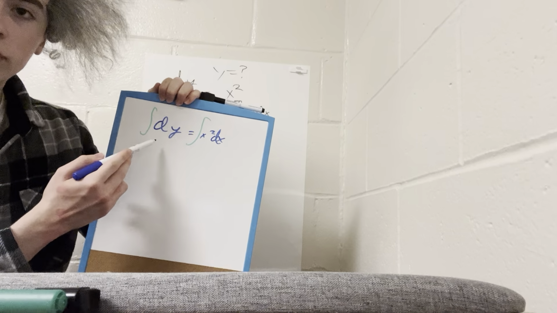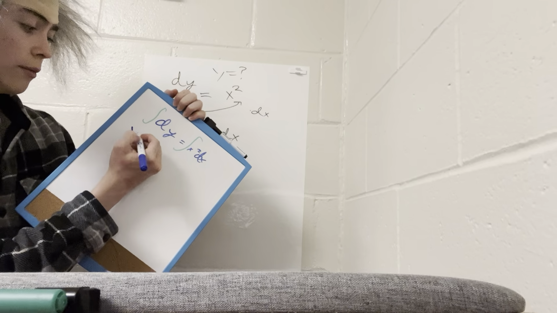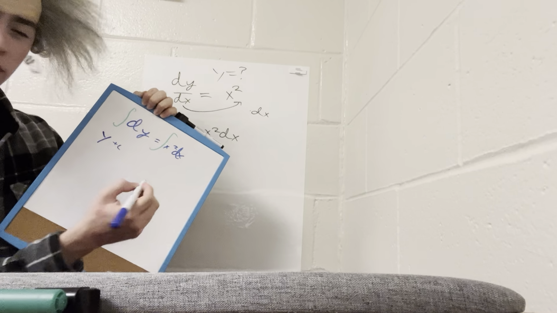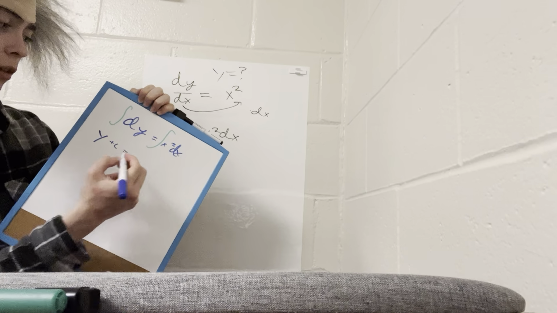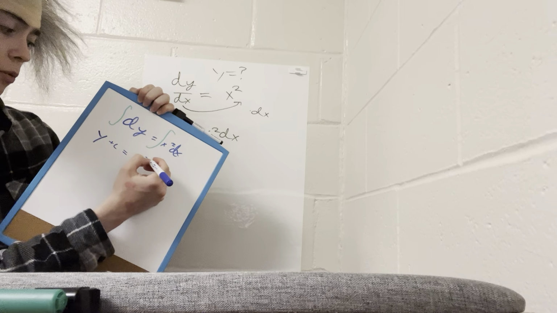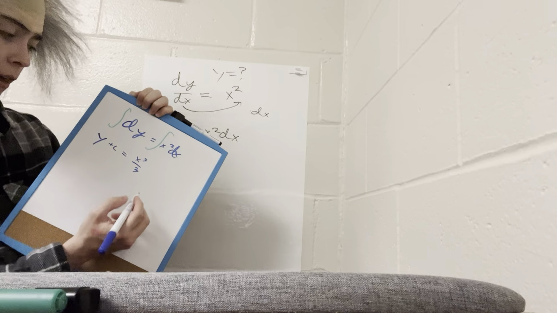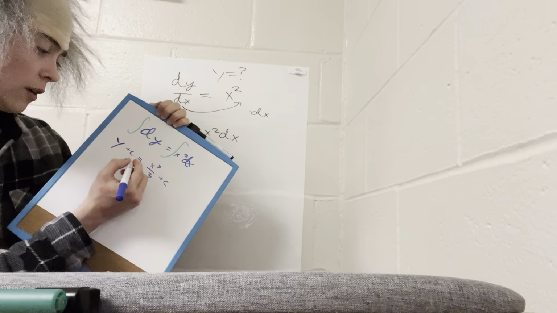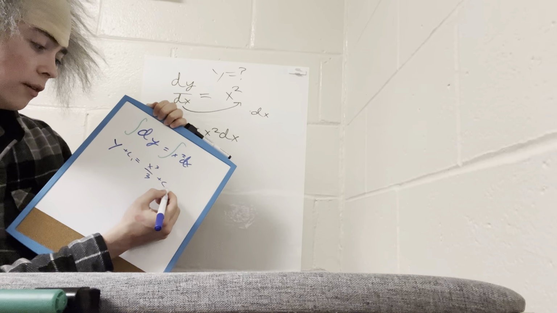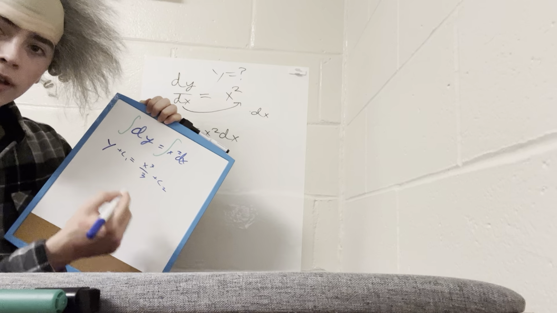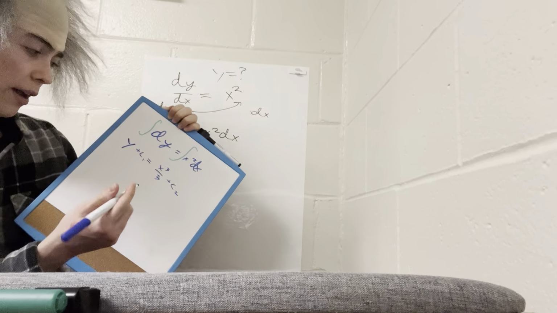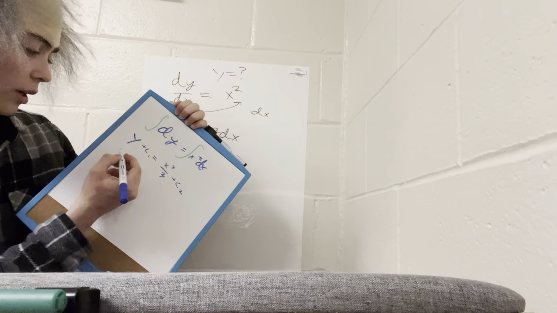The integral of dy is y. I guess technically plus c, we'll get more into that later. And then the integral of x squared is x cubed over 3. Also plus c. Now these are different plus c values. They don't have to be the same. So I'm going to go ahead and label them c1 and c2. But these are essentially just arbitrary numbers. They don't actually matter.